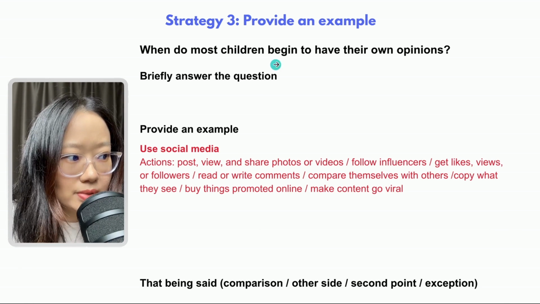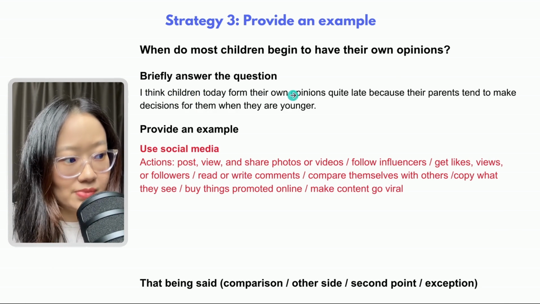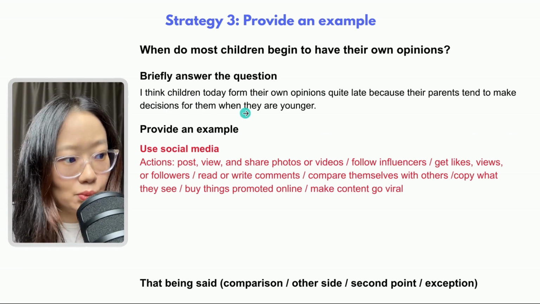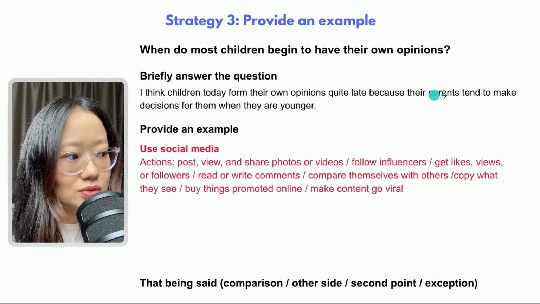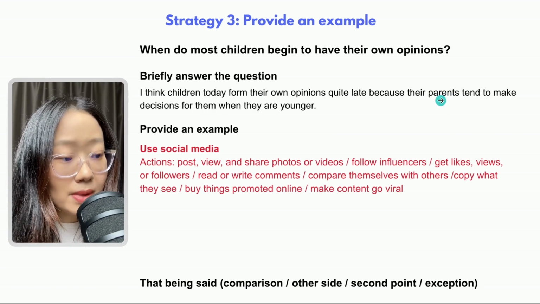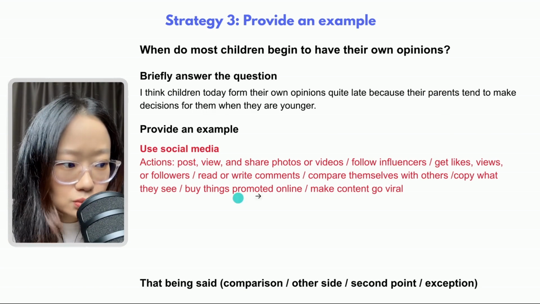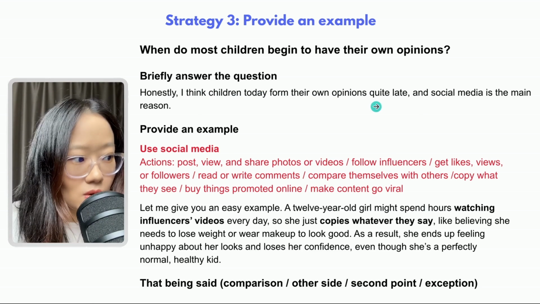When do most children begin to have their own opinions? I think children today form their opinions quite late because their parents tend to make decisions for them when they are younger. If we take this angle, we will have to talk about parents, which may be difficult to explain clearly. But if we use social media as the reason, then we can include some of these actions. I think children today form their opinions quite late and social media is the main reason.